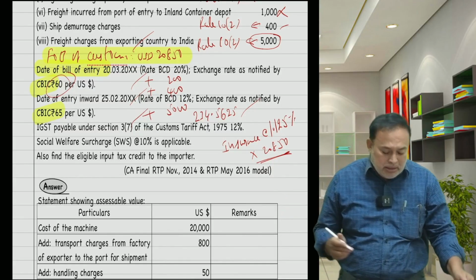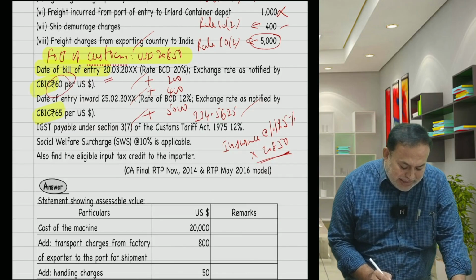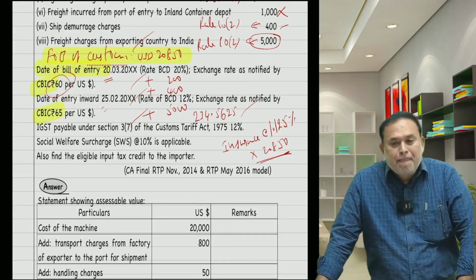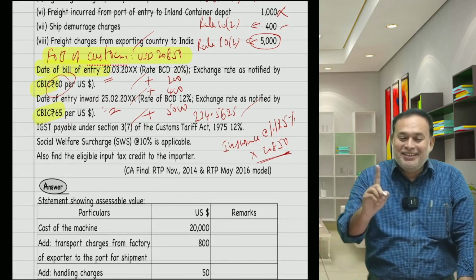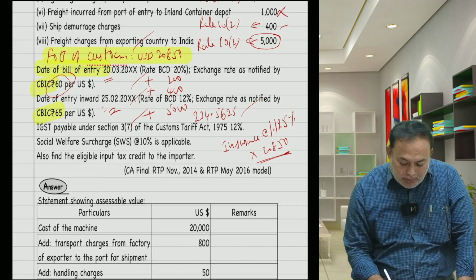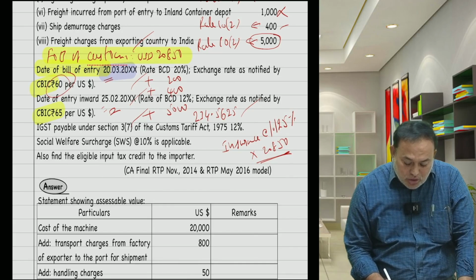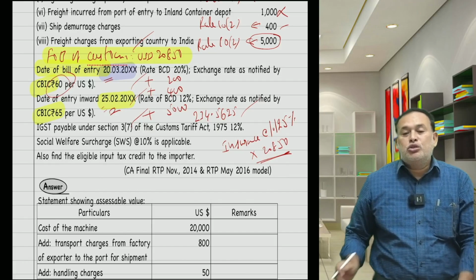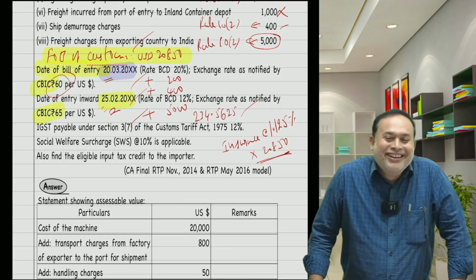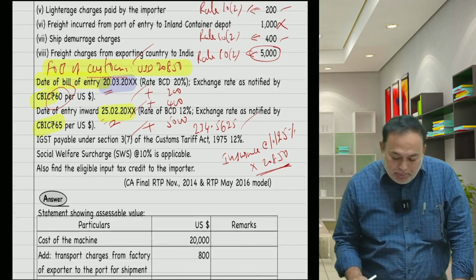Which is later here? Bill of entry is submitted when? 20th of March. Entry inwards 25th of March. Sorry, repeating: date of bill of entry 20th March, date of entry inwards 25th February. Which is later? 20th March. Be careful. So 20% is applicable. So 20% BCD.